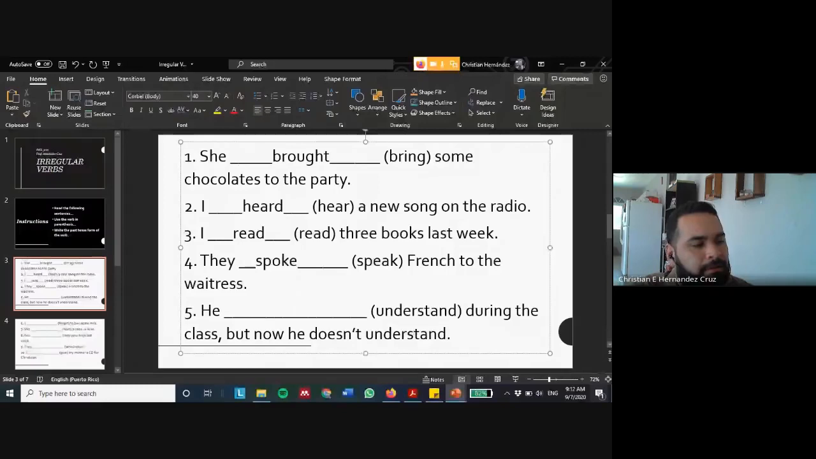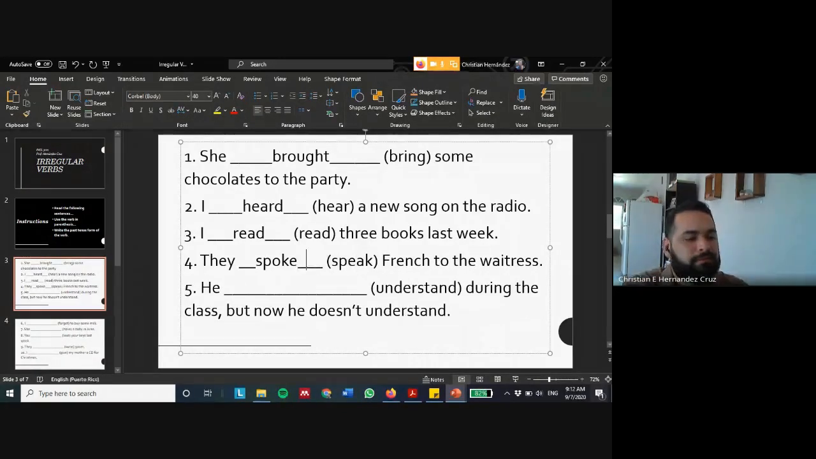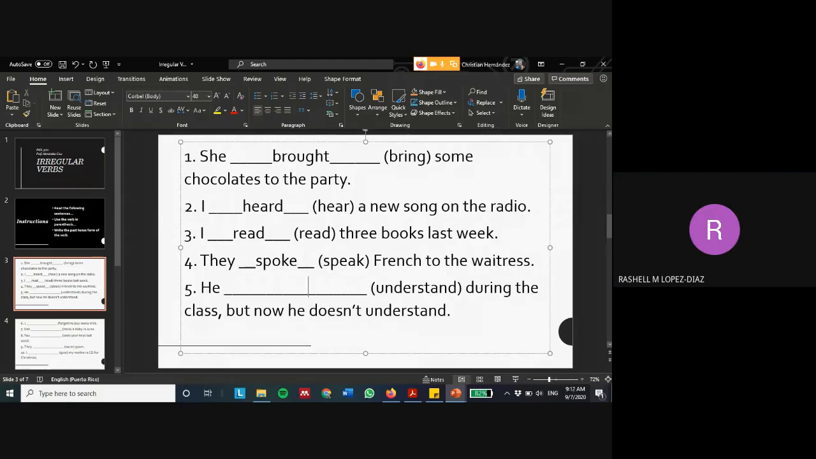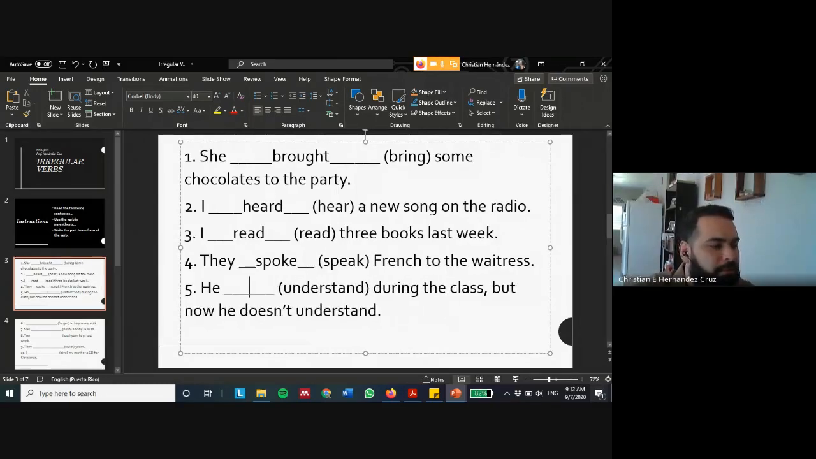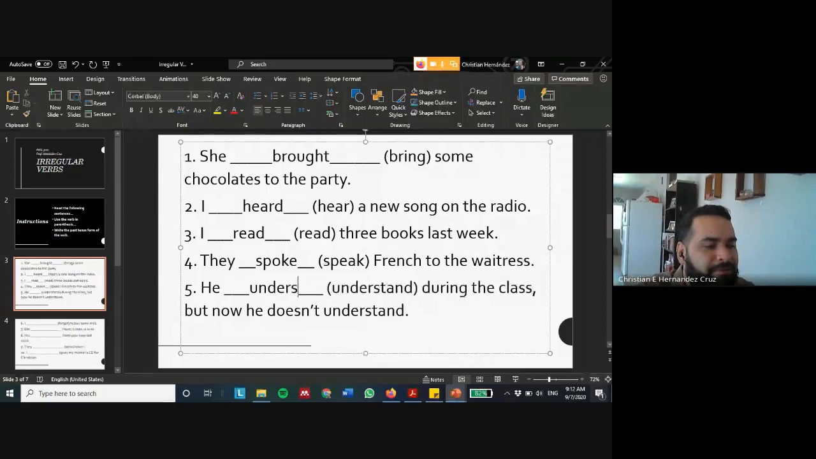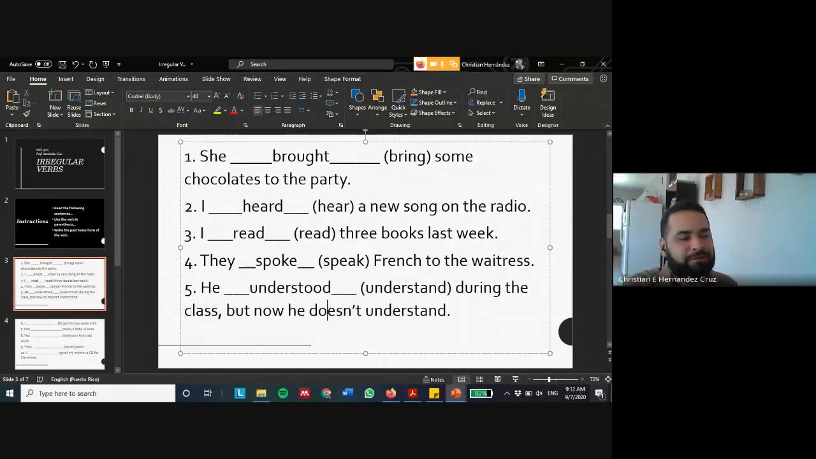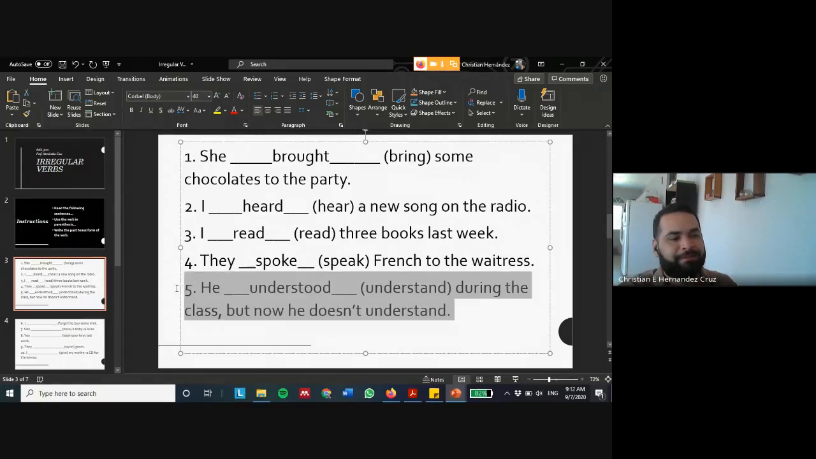And then finally, understand. So how do we say understand in the past tense? Sería understood. Exactly right. Thank you. No estoy viendo los nombres, so sorry. So he understood during the class, but now he doesn't understand. I hope this doesn't apply to any of you. Espero que siempre me entiendan. Si no, me preguntan en confianza.